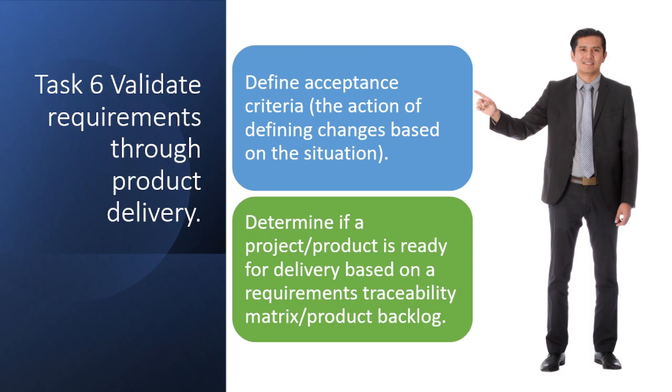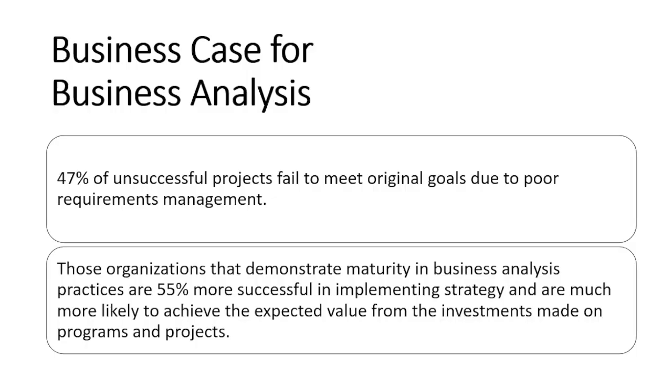Now, why is business analysis so important? Let's make a business case for business analysis. 47% of unsuccessful projects fail to meet original goals. Why? Poor requirements management. There's no requirements traceability matrix. Now, a lot of what I teach, my friends, are things that are still used today. The stuff that I teach you about requirements traceability matrix, people are still using that. It's not obsolete. It's not replaced by a product backlog and we'll never use a requirements traceability matrix. No, it's still used. It has its place.